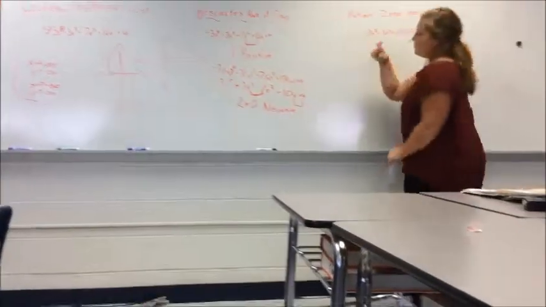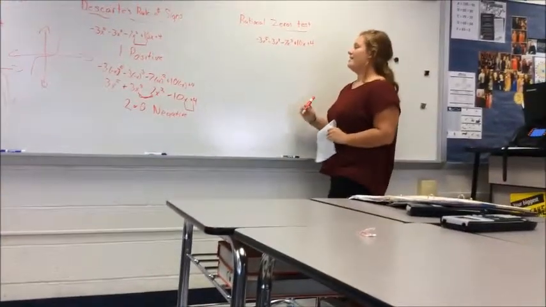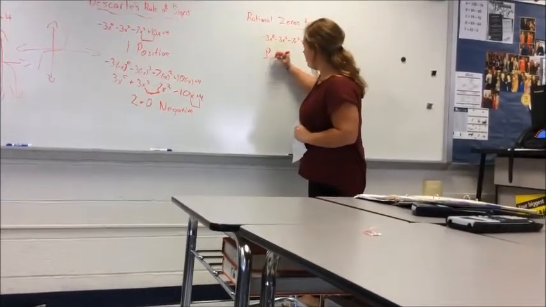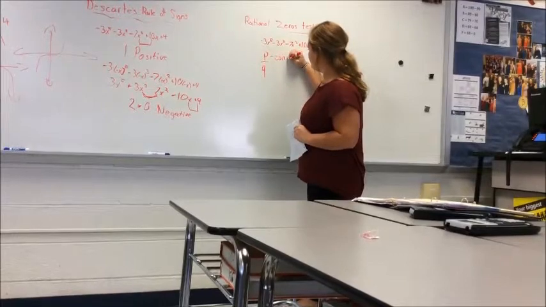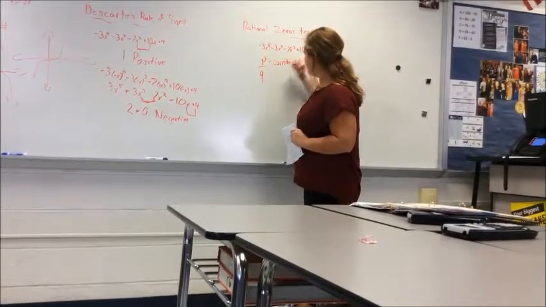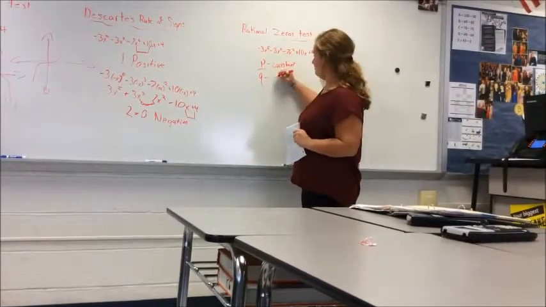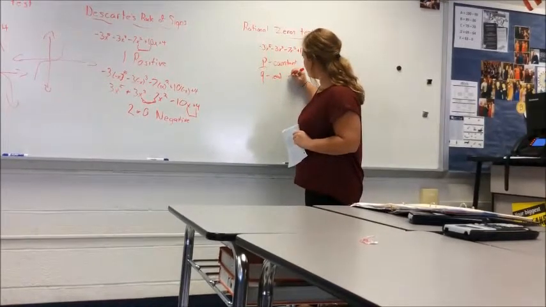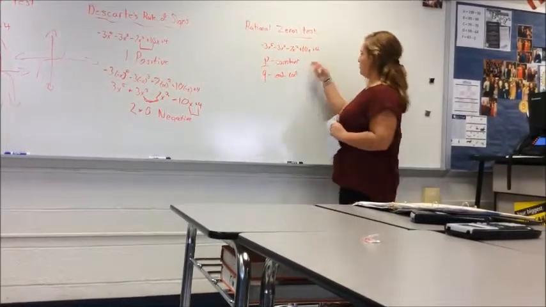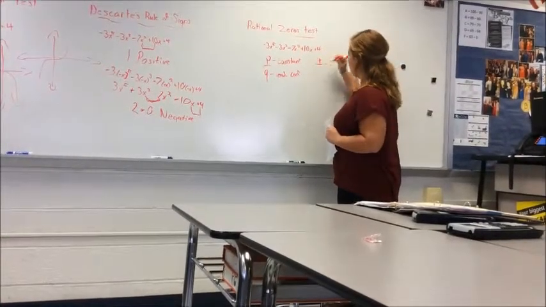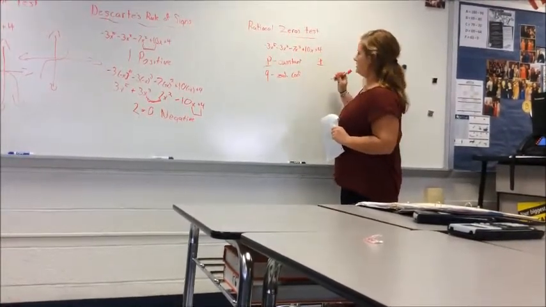Finally, we're doing the rational zeros test. In this, we are looking for p over q, where p is the constant and q is the leading coefficient. Okay, so the constant is 4, the leading coefficient is -3.